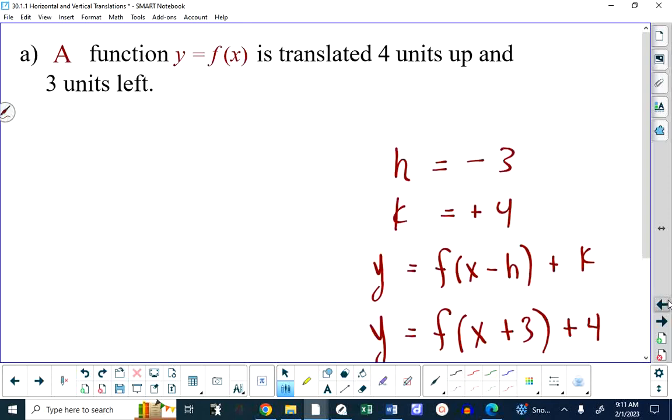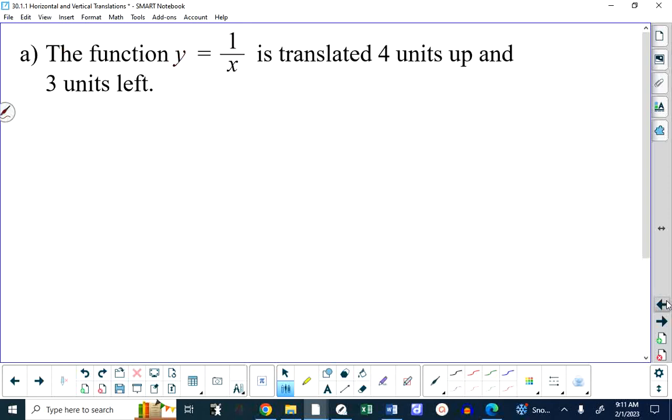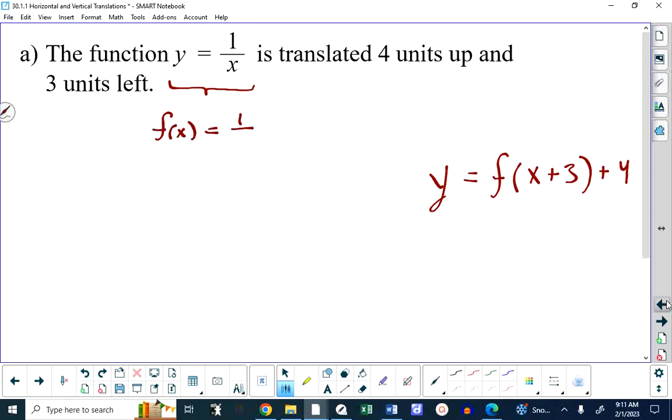Okay, so let's go back to A. A, we developed this. Now, I have to rewrite it. Yours is already written down. We looked at h and k, and we said this must be f of x plus 3 plus 4. Am I right? Okay. So what does this mean? Because it's not just y equals f of x, it's y equals 1 over x. The first thing I want you to do is make a note that y is the same thing as writing f of x. So even though we weren't told the function is f of x equals 1 over x, we were told the original function is y equals 1 over x. We can always say f of x equals 1 over x.